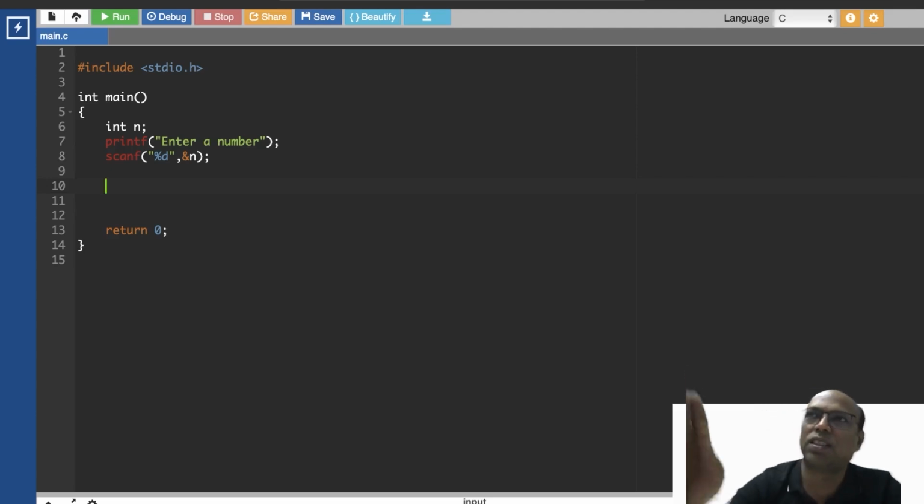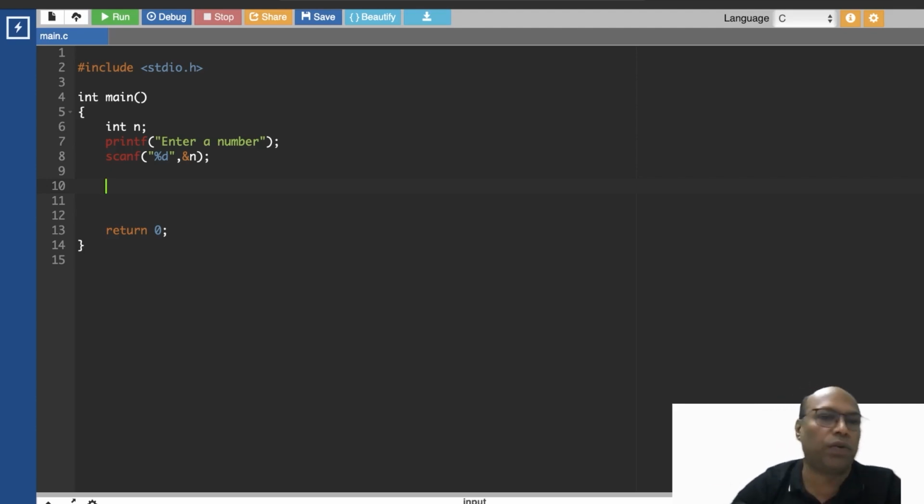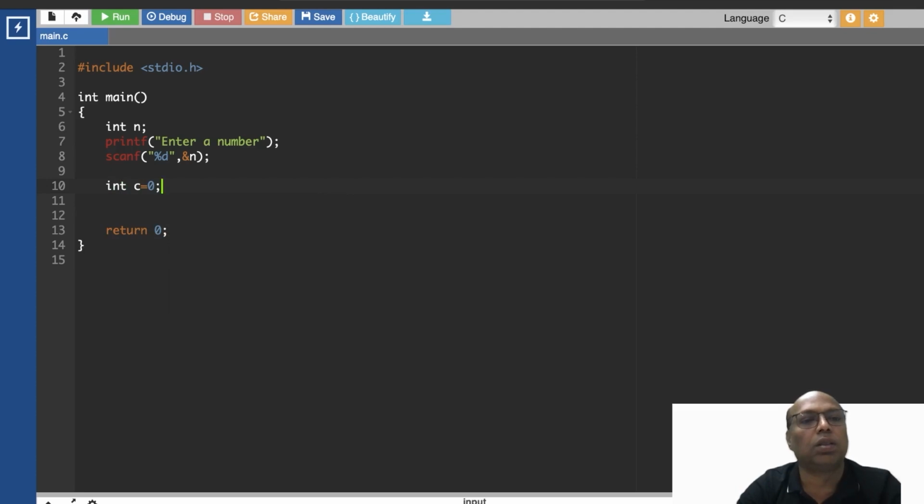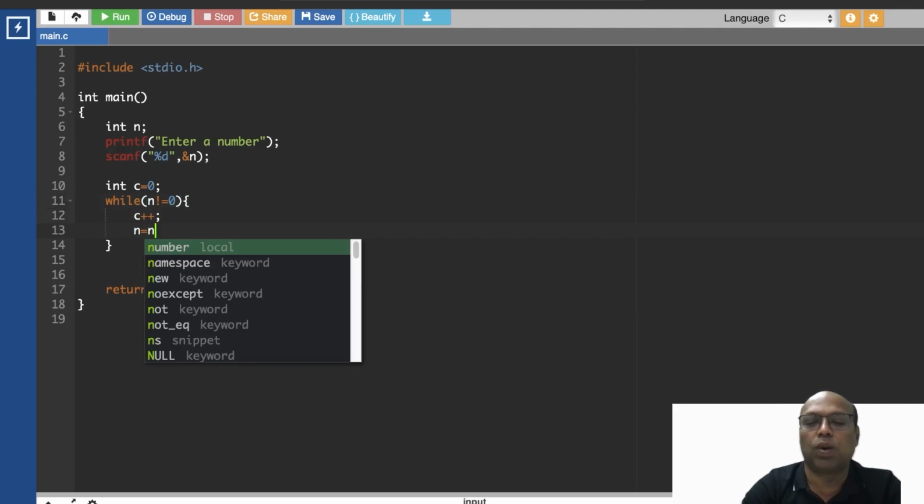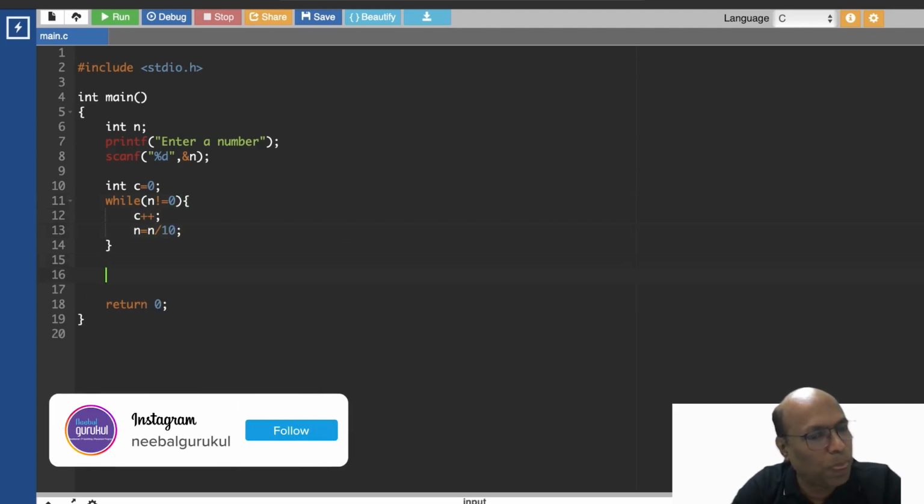How to find the number of digits? Cut one digit. After cutting one digit, I need to find the number of digits. How to find it? We saw in the first program. So what I'm going to do? I'm going to create a counter c equal to 0. How long do I need to do it? While n is not equal to 0. What I'm supposed to do? Increase the counter by 1 and cut a digit. n is equal to n by 10.